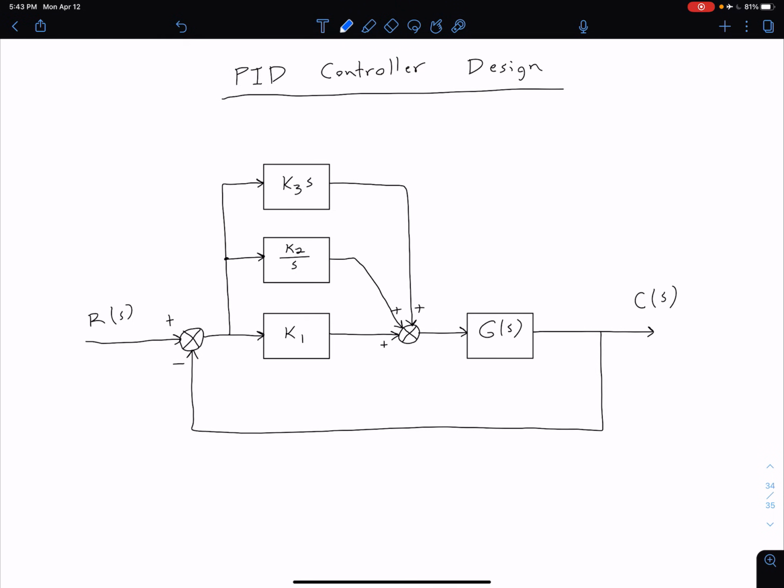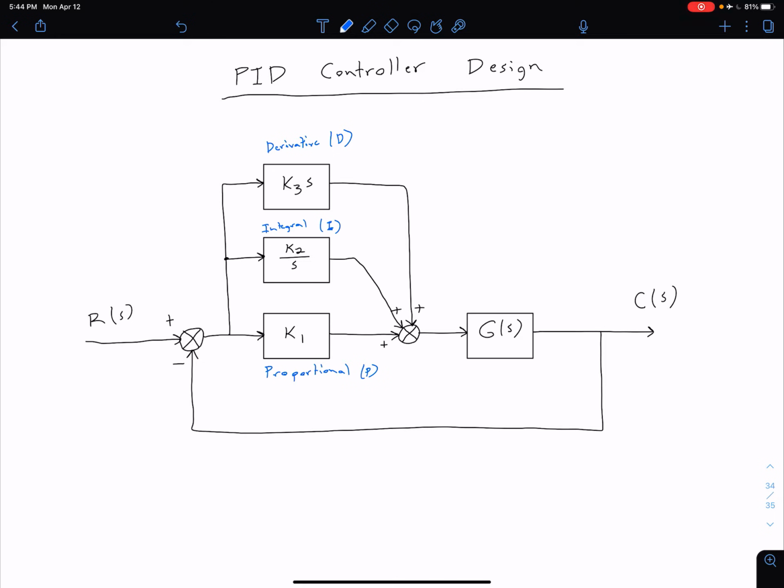Of course this K1 block is going to be our proportional part. So this is our proportional, or our P. Our middle block, remember dividing by S corresponds to integrating in time, so this is going to be our integral, or I. And then our top block, we're multiplying K3 by S, so that corresponds to taking the derivative in time. So this is our derivative, or D. So there we have all of the components for our PID controller.